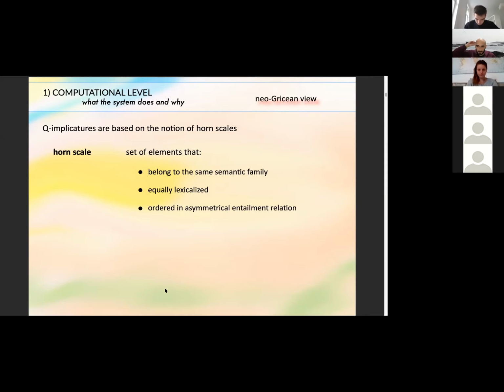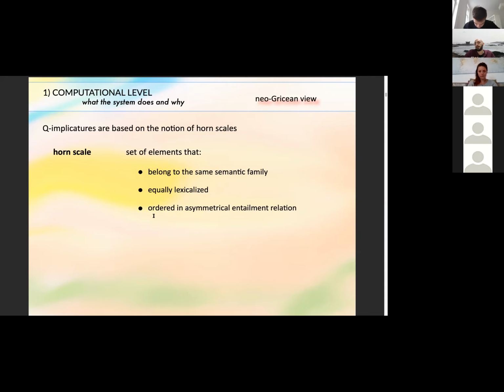And the most important aspect of this is that, for instance, Horn claims that in order to have a scalar implicature, which is also called Q implicature, where Q stands for quantity because it's based on the maxim of quantity, you need to have a scale, a Horn scale, which has some specific characteristics. The members of the scale, for instance "some" and "all", if we consider the quantifier scale, have to belong to the same semantic family. They have to be equally lexicalized, and they have to be ordered in an asymmetrical entailment relation.